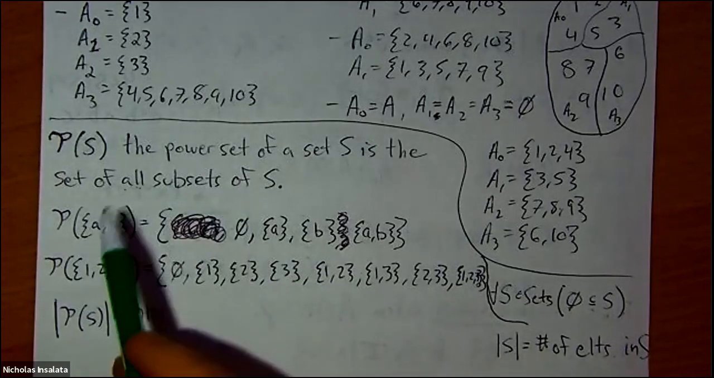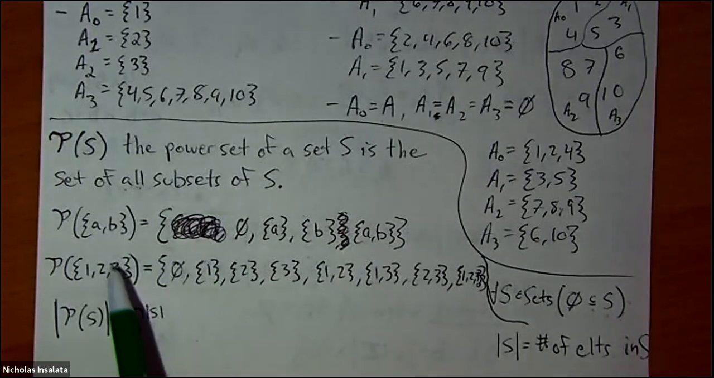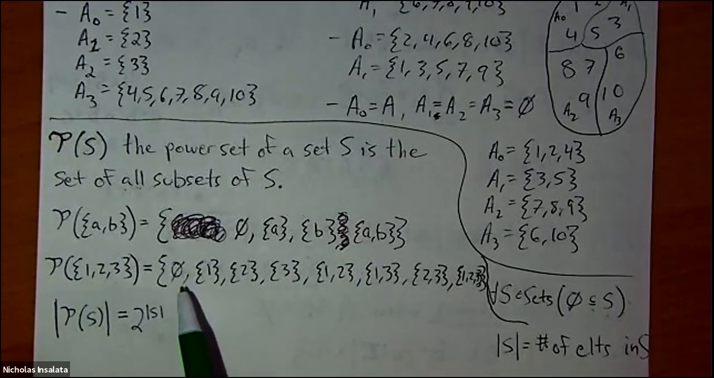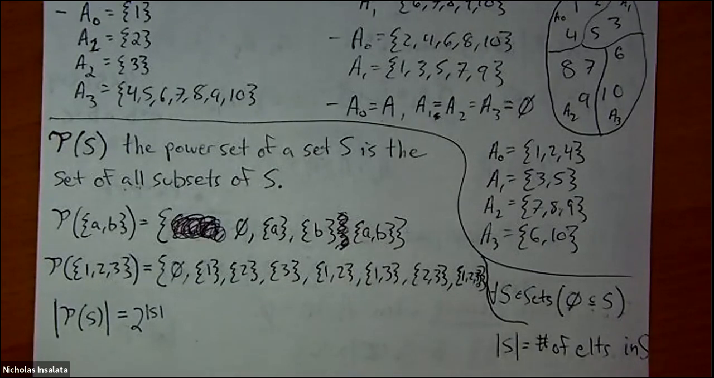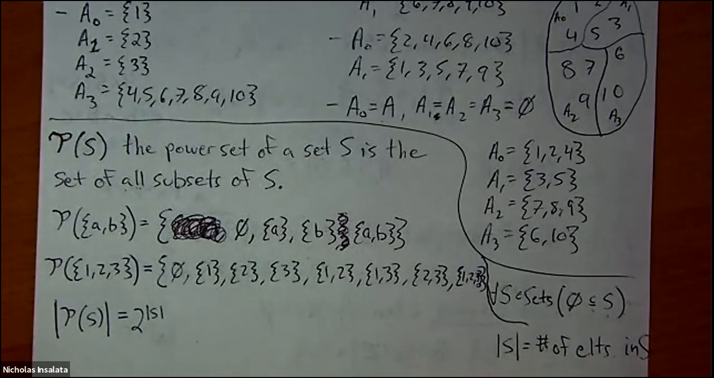size of your set. Notice here we have 2 elements in the set, so we get out 4 elements in the power set. Here we have 3 elements in the set, so we get out 8 elements in the power set. And the pattern goes even further than that. Let's count the number of each different sized subset in the power set.